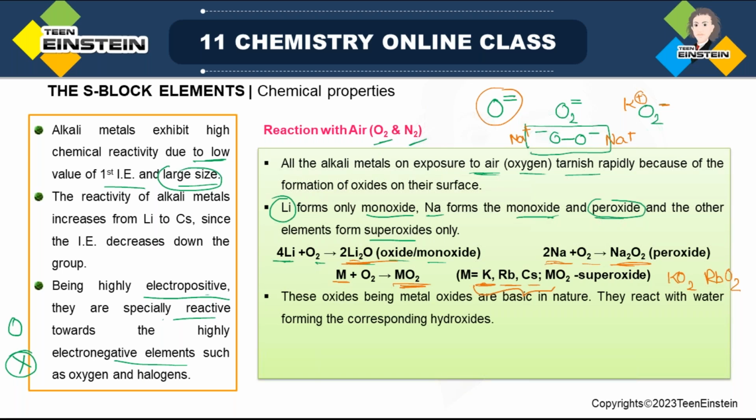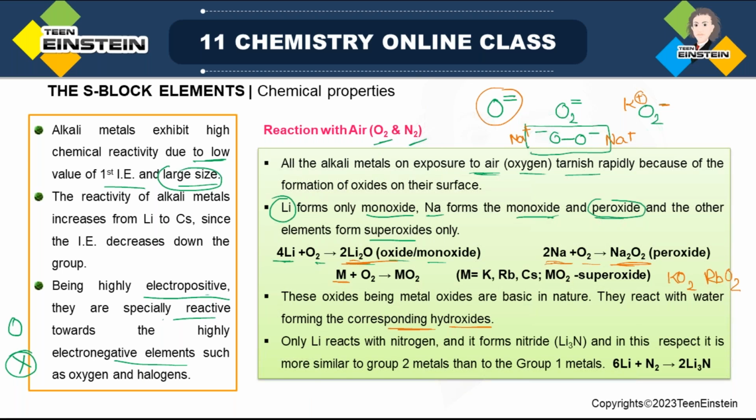Now these oxides are basic in nature, and as they are basic, when they react with water they form hydroxides. How they form hydroxides, we'll see later. Right now this discussion is simply focused on how the alkali metals react with O2 first and then N2. We are not focusing on how the oxides react with water; that we will see separately.